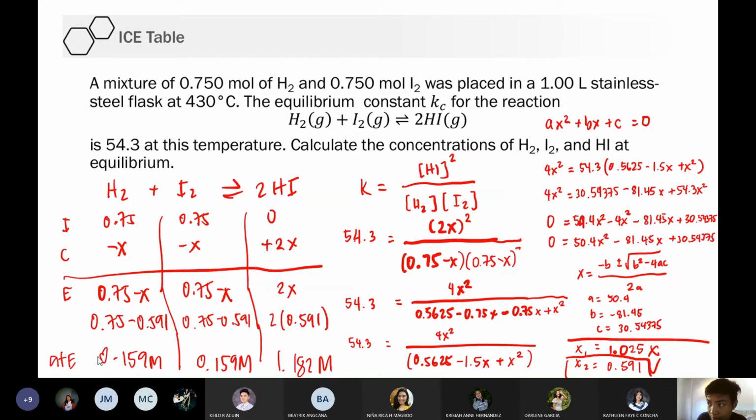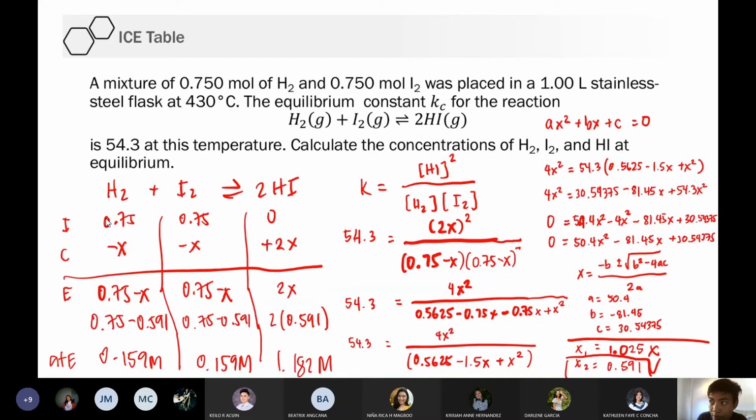So that's how we solve for it. This is the usual step: you construct the ICE table, you predict where the reaction is going, then whatever your E is, you plug it into the K expression. After plugging in your concentrations in K, you solve for the value of x. Then after solving for the value of x, you go back to your ICE table, you plug in the value of x, and then you get the equilibrium concentrations. Okay, so those are the steps.